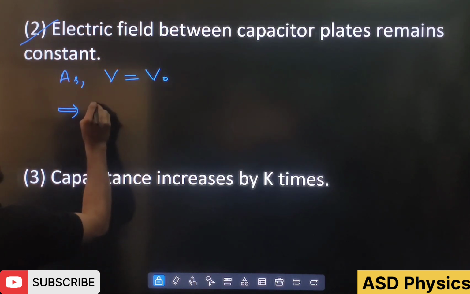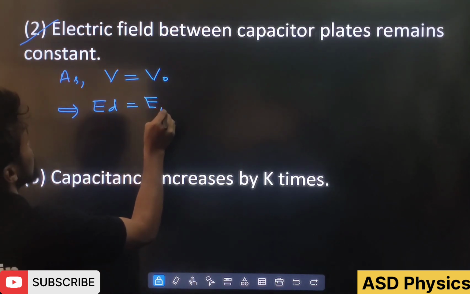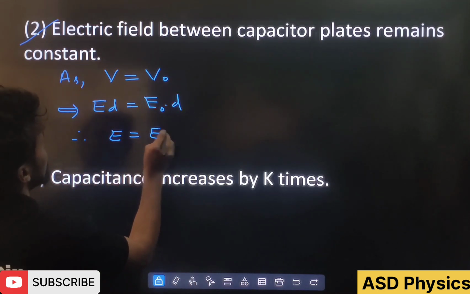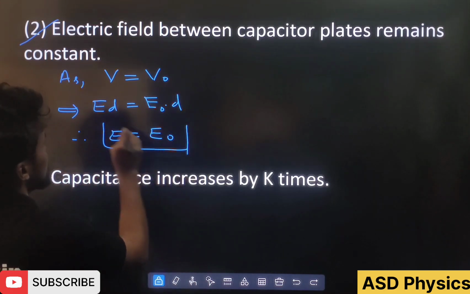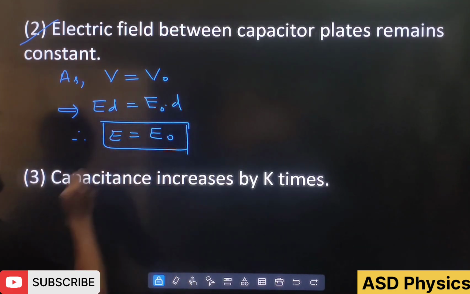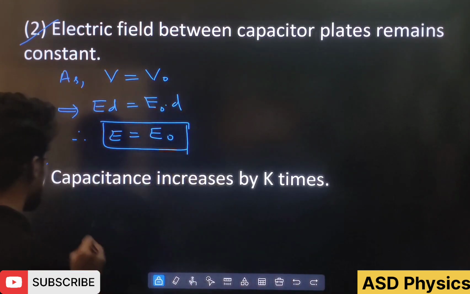So we can write here V equals E d and V naught equals E naught into d. So both the sides d and d cancel. That means E equals E naught. Again, I am telling you, d is the distance between the plates. So the electric field is also the same.